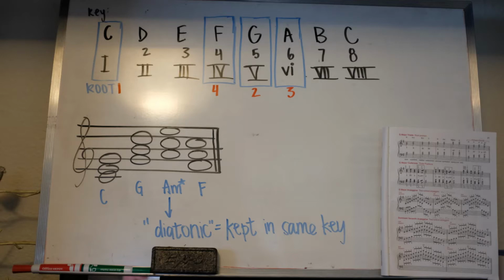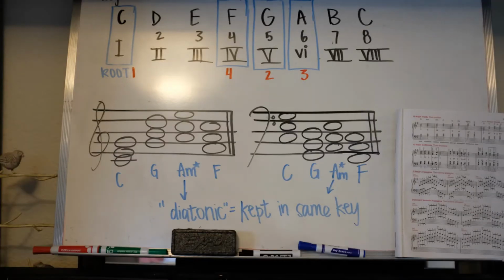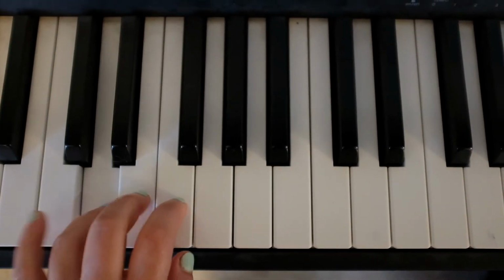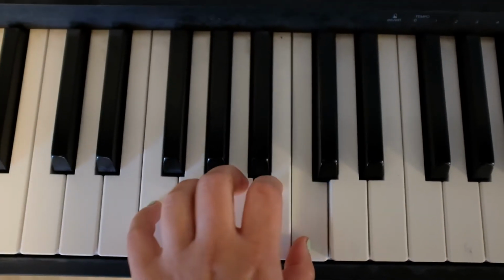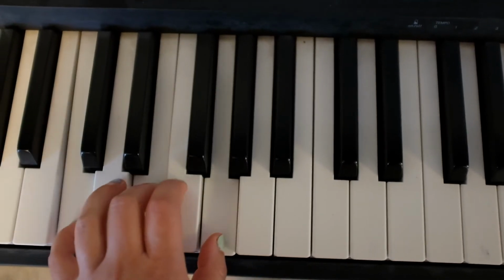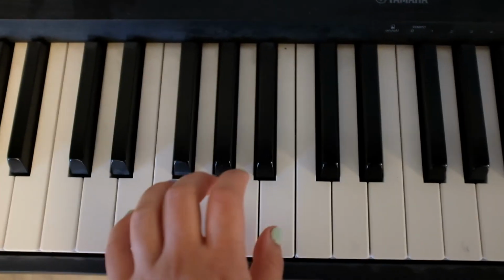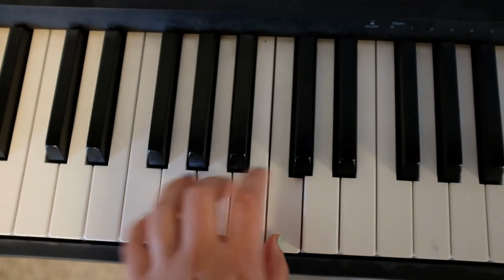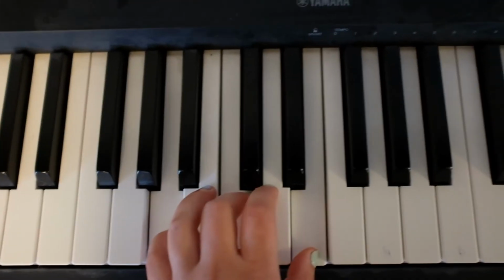So here, I'm going to introduce a word, it's called diatonic, and what this means is that the chord is kept in the same key as what you're playing. So let's go over that really quick. Here is your basic C scale. No sharps, no flats. So the diatonic chords here mean that none of the chords are going to have sharps or flats in it because we want to keep them in the key of C.